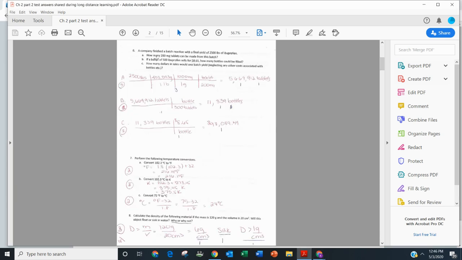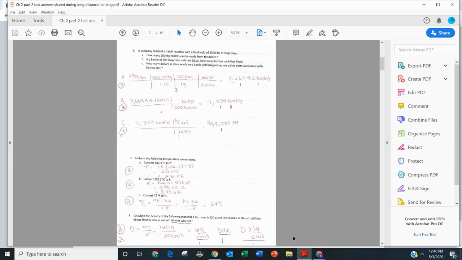Number 6 is different between the classes. So again, if you were in a different block, I'll show your page a little bit later. Number 7, these are the same for everybody. The biggest issue that I saw here was sig figs. And then part C, rearranging this equation. A lot of people are not rearranging this equation properly, which I went over when I did the temperature conversion video that's posted on Edpuzzle.